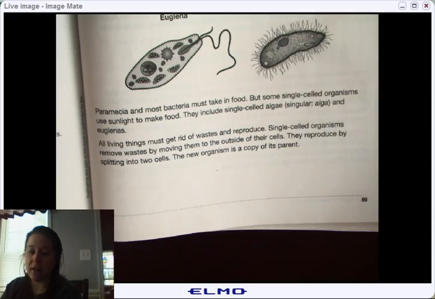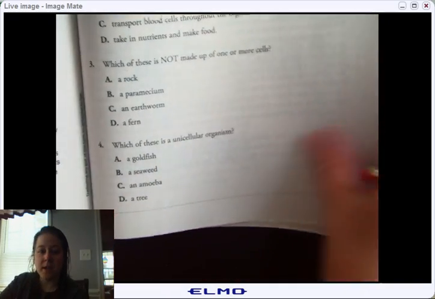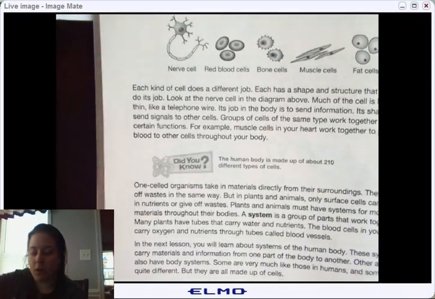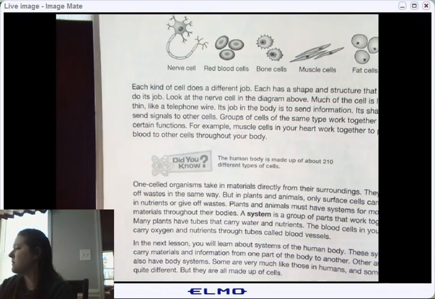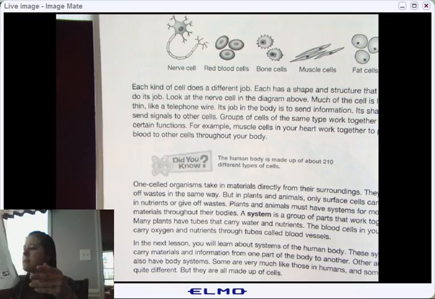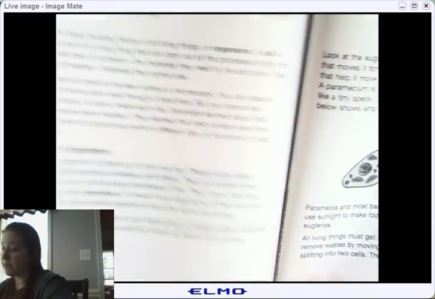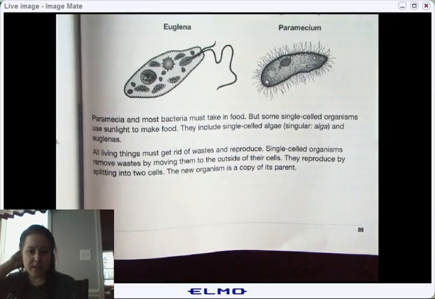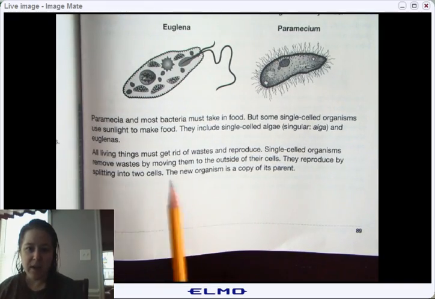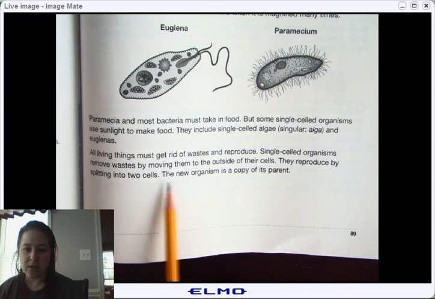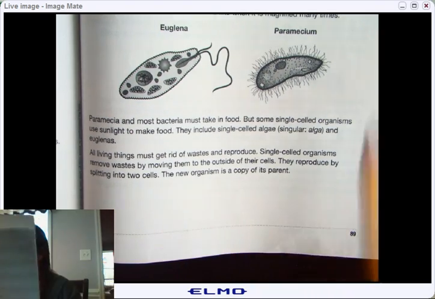So we've now gotten how they get rid of their waste. So we're going to go over to the next page. Wait, is that single cell still? Yeah, it still says single cells because we're moving on to multi. Oh, I'm sorry, it was on the very last line here. Single-cell organisms remove waste by moving it to the outside of their cells. They reproduce by splitting into two cells. The new organism is a copy of its parent.